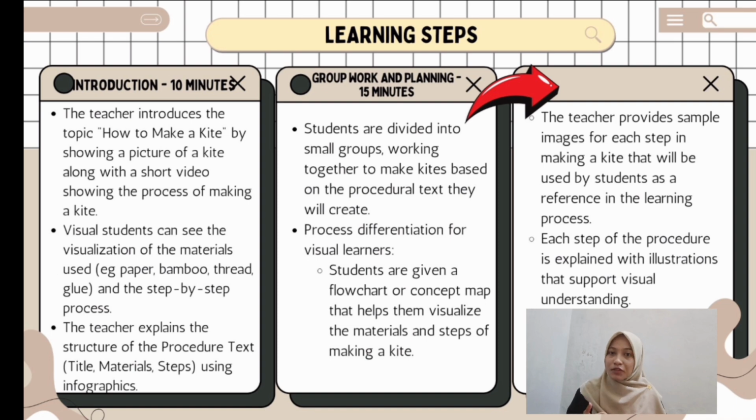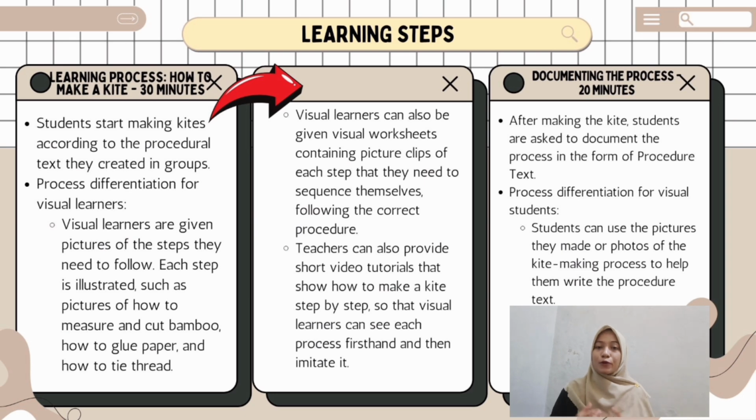And then the teacher provides sample images for each step in making a kite that will be used by visual students as a reference in the learning process. And then each step of the procedure is explained with illustrations that support visual understanding. And then the third, the learning process, how to make a kite, more or less 30 minutes. So students start making kites according to the procedural text they made in groups.